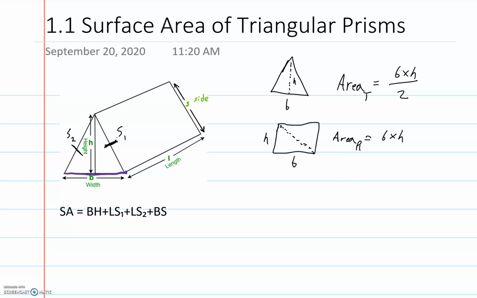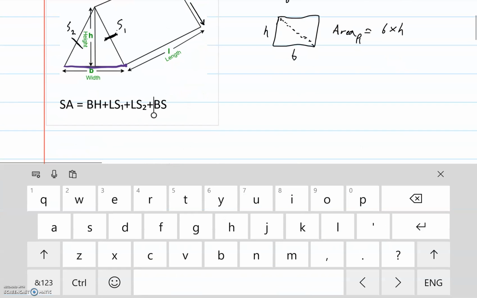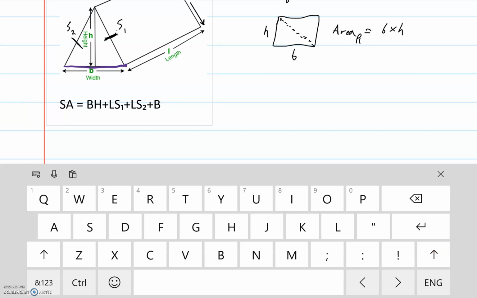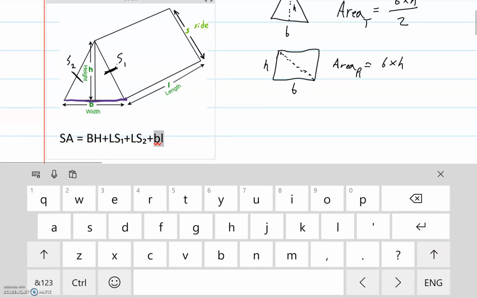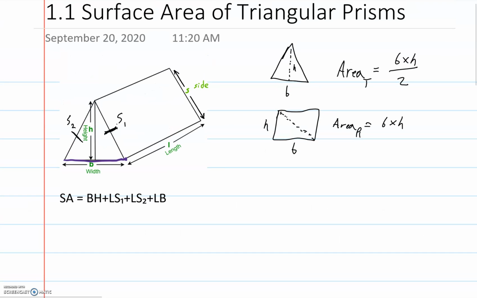times, oh, that should be base times length. Here, let me just fix that here. Or length times base. Let's do it length times base. So that it's all the same. Okay, there you go. So now we have length times base, which is the base down here, and we have length over here. So now we have all of our different parts written out in our formula.